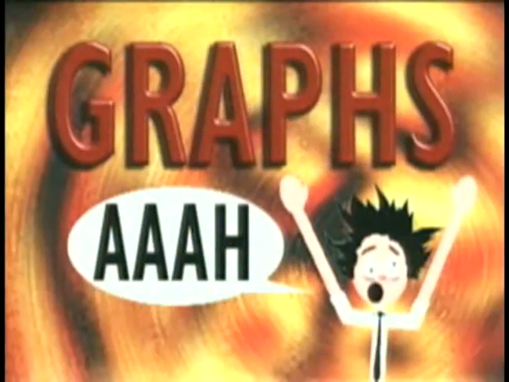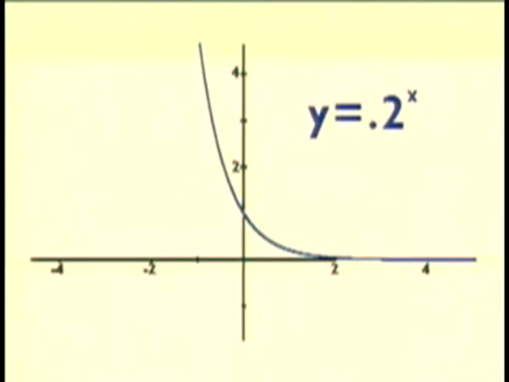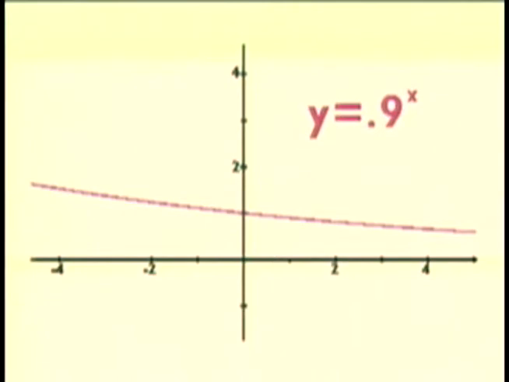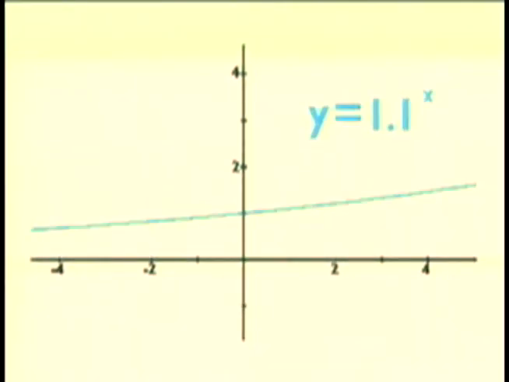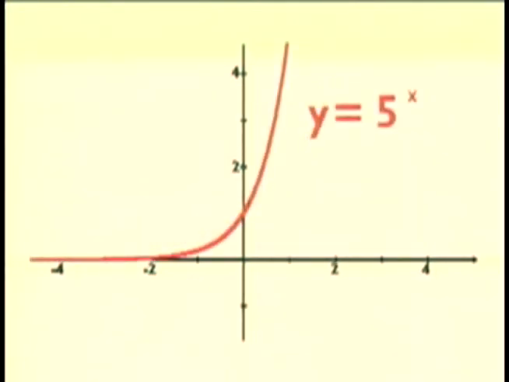Here's one final point about graphs. Let's compare several examples with different choices for the base. Compare these graphs. y equals 0.2 to the x, y equals 0.5 to the x, y equals 0.9 to the x, y equals 1.1 to the x, y equals 2 to the x, and y equals 5 to the x.